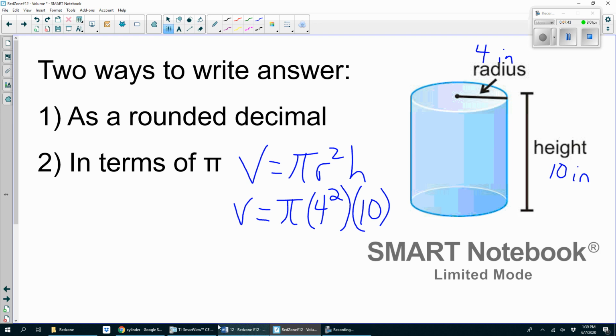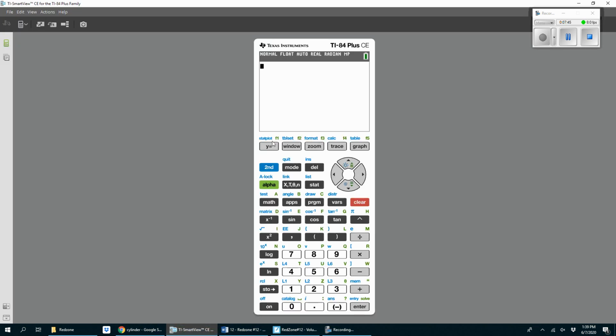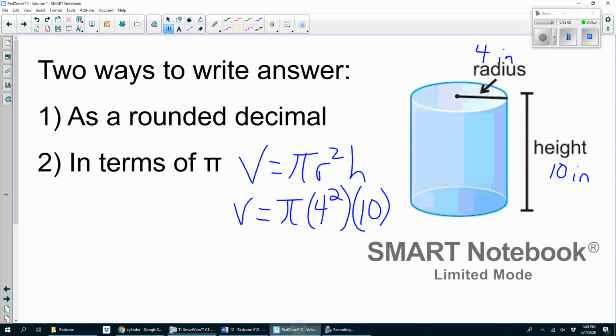So I pull up my calculator, which I have here, and I think you guys can see it, and it said that it was pi times 4 squared times 10. And this is the calculator you're going to have next year, or something similar to it. I just have it on my computer, which is why it looks like this. I hit enter, and there's my answer, 502.6548. So volume equals 502.6548. And if you have the multi-view calculator, you can hit that double arrow button, and that'll go back and forth between terms of pi and a decimal.